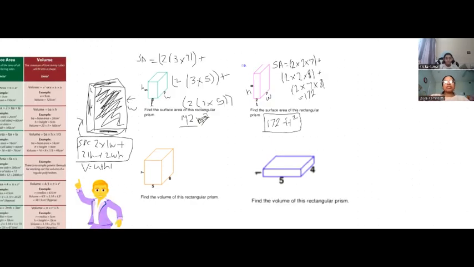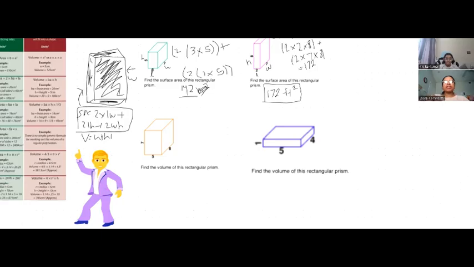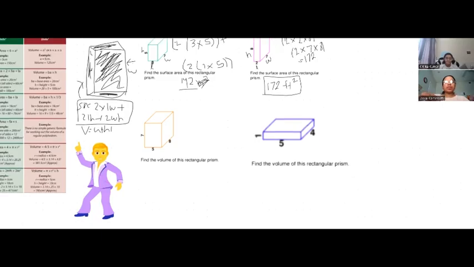Yep, and these are the volume questions, and these are much easier than surface area questions because the formula for surface area is really long, right? But for the volume is just length times width times height. So in this case, we have a length, width, and height. So it's just 5 times 8 times 7, which should be 280.